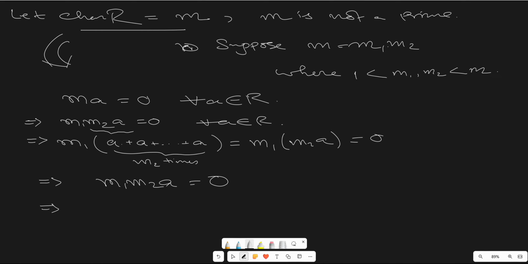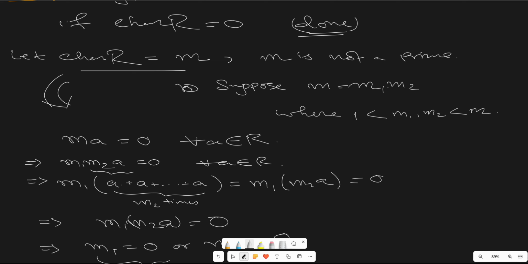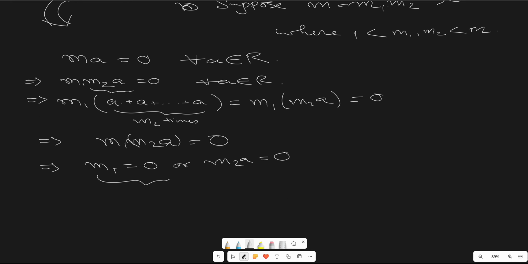Either m1 is 0 or m2a is 0. So m1 being 0 is not possible. If m1 is 0, then the entire quantity will be 0, because it is m1 times m2, and we have assumed that this is in the nonzero case. We have already assumed that m is greater than 0, so m1 cannot be 0. So if it is not 0, then this has to be equal to 0. This means that m2 of a has to be equal to 0, okay?